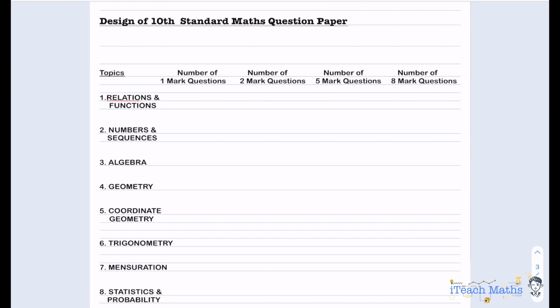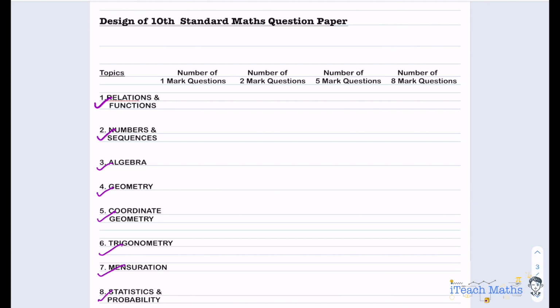Let us go into the design of the 10th standard maths question paper. A maths textbook of the 10th standard has 8 chapters. The first chapter is relations and functions. The second one, numbers and sequences. The third, algebra. The fourth, geometry. The fifth, coordinate geometry. The sixth, trigonometry. The seventh, mensuration. And the last is statistics and probability.